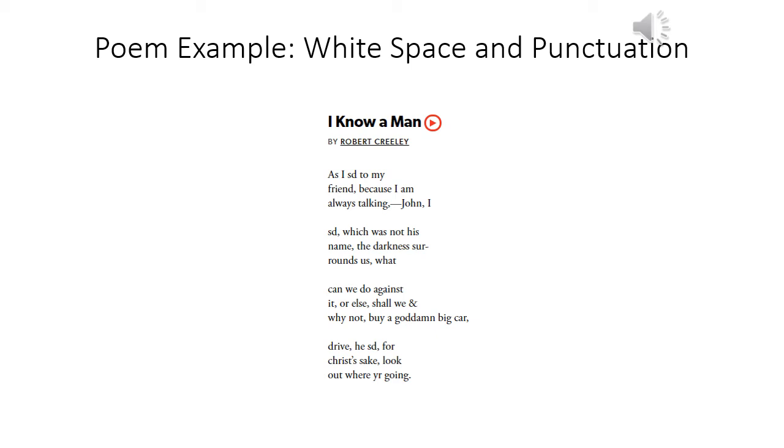If you look at the very last line of the poem, he collapses the word "year" by taking the E and A, the vowels, out, into a very short, truncated "yr." Out where you're going. Look out where you're going.